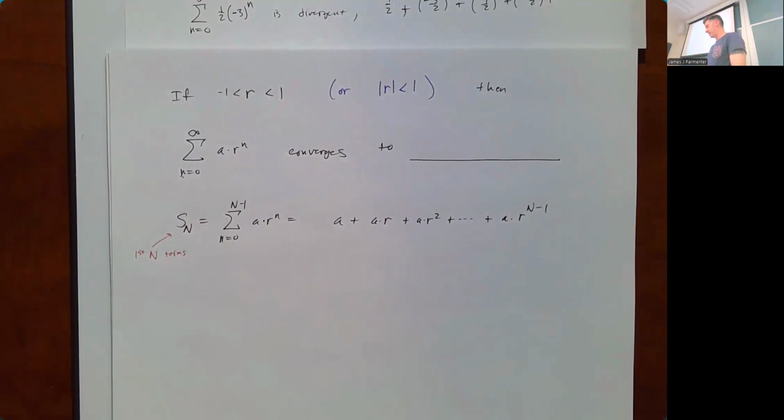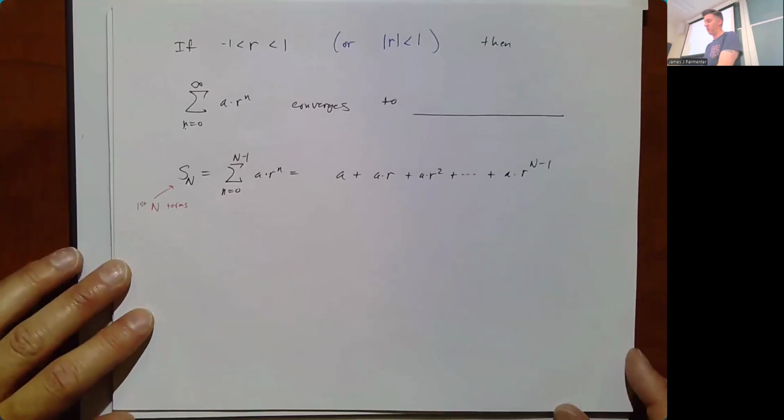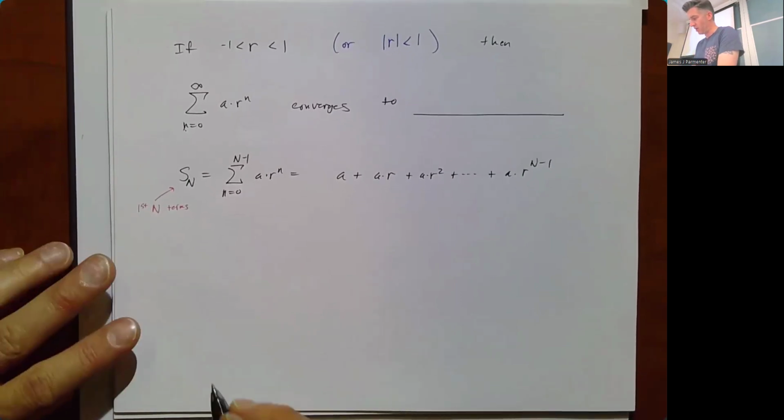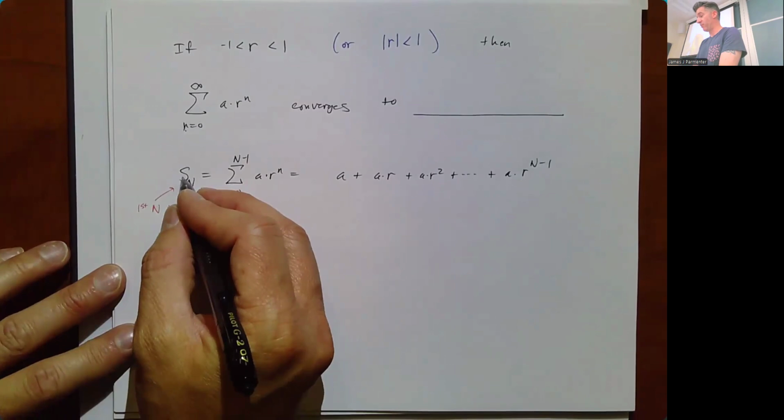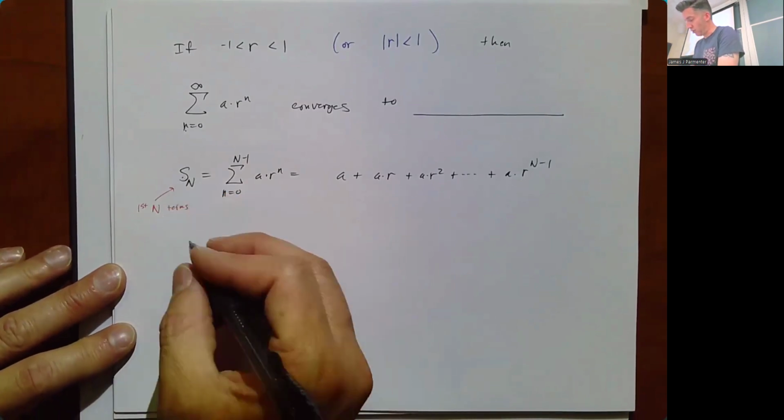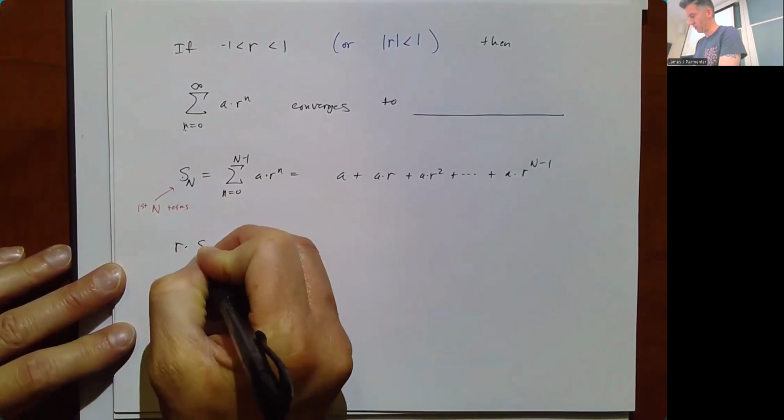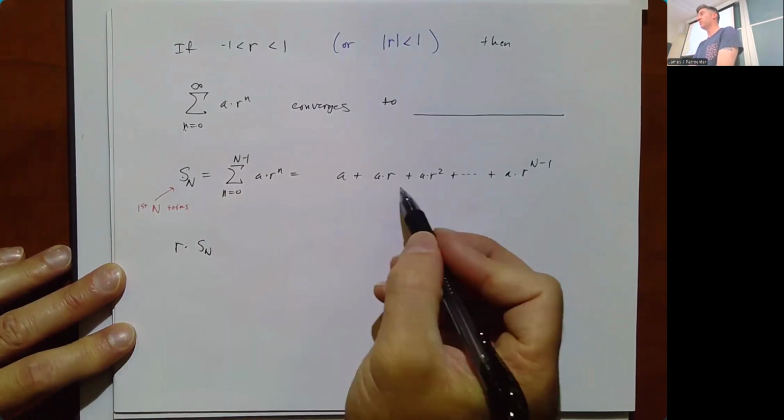Okay, so here's some fancy trickery that we're going to do. Check this out. We're going to take this nth partial sum and multiply it by r. So r times my nth partial sum. I'm just going to multiply each one of those terms by r.